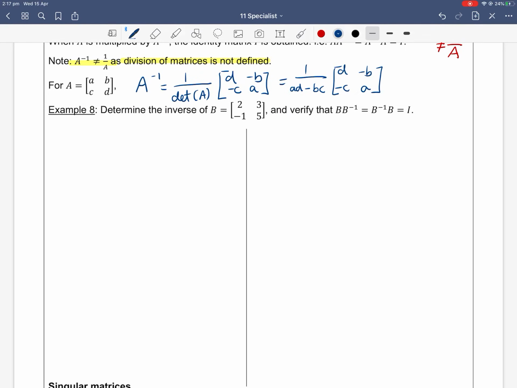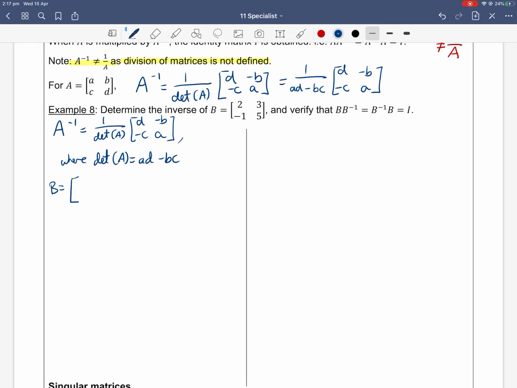Work out the inverse of this matrix B and then verify that the inverse does work, and check that when you multiply it works out. Okay, so let's start with the default formula, so at least you can get some sympathy marks. By definition, A inverse is 1 over det A, switch your D and your A positions, and negative your B's and C's, where your determinant is AD minus BC.